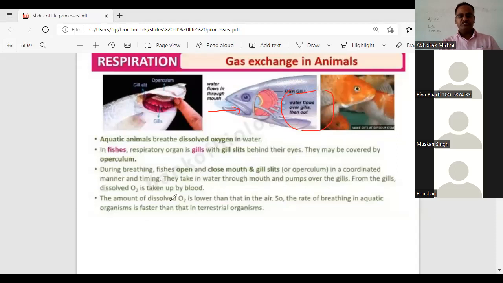From the gill, dissolved oxygen is taken up by the blood. This is very important, students. You might have observed that the rate of breathing in case of aquatic organisms is more. Why does this happen? The rate of breathing in aquatic organisms is more because the amount of oxygen dissolved in water is fairly low as compared to the air. So the rate of breathing is faster in aquatic organisms. Now, students, in today's class our topic will be confined till this, and today's assignment for you all will be to work out the difference between aerobic and anaerobic respiration.